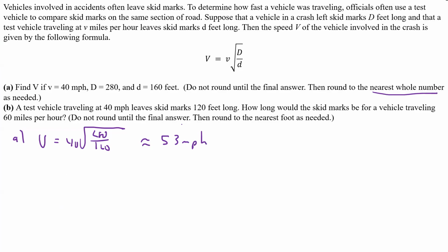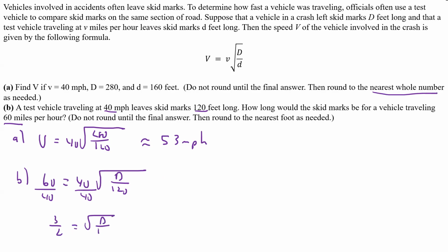Okay. Now, it says a test vehicle traveling at 40 miles per hour leaves skid marks 120 feet long. How long would they be if it was traveling 60 miles an hour? So that one, we know 60 is equal to 40 times the square root of, and the test vehicle is going to be the smaller one, so we're going to have capital D over 120. So let's divide by 40, divide by 40. So 3 halves equals the square root of capital D over 120.